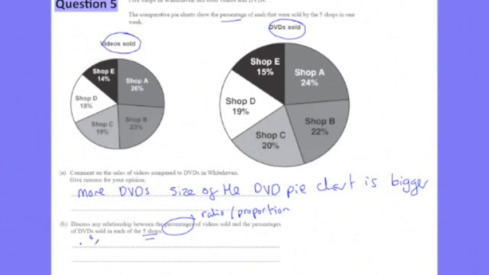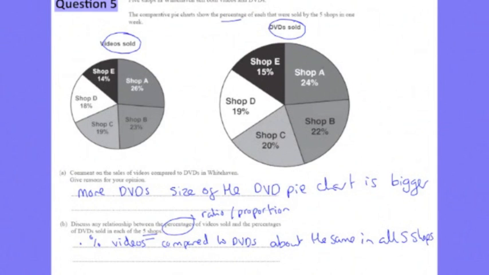So one thing that can be stated is that the percentage of videos compared to DVDs is about the same in all 5 shops. Look here, a quarter, here, roughly the same. This one's a little bit bigger, but it's about the same. So we can say that the percentage is roughly the same, about the same.